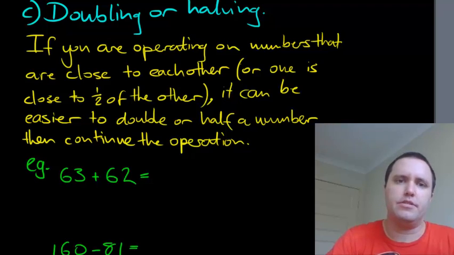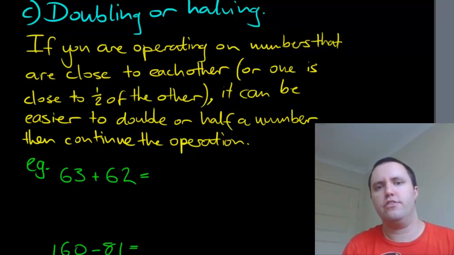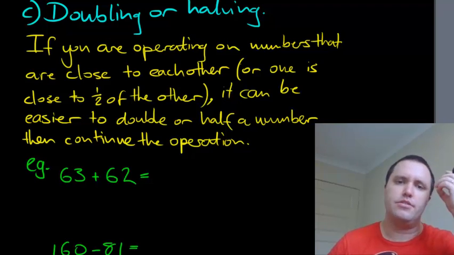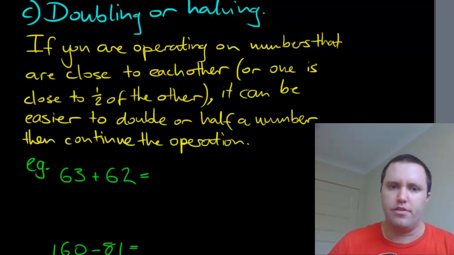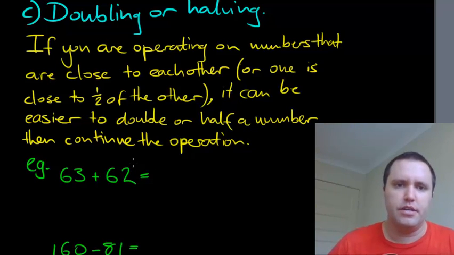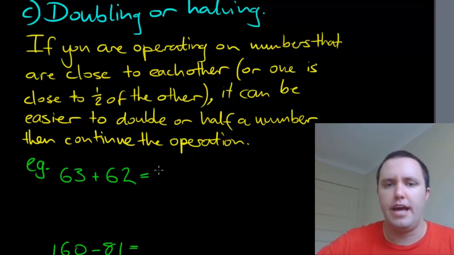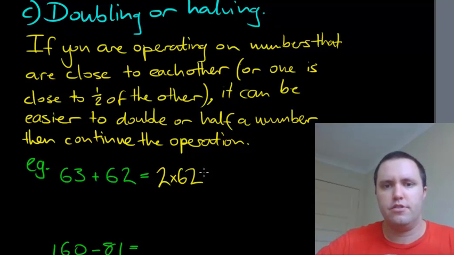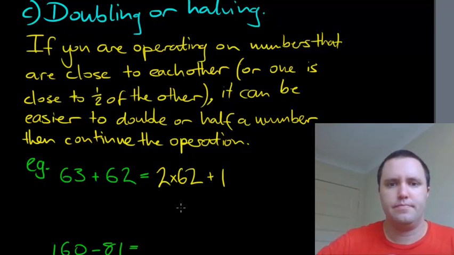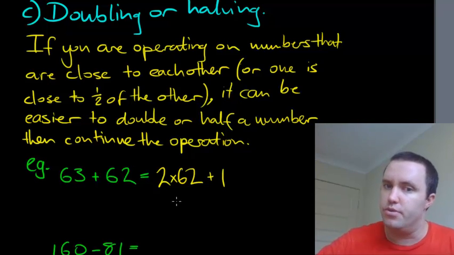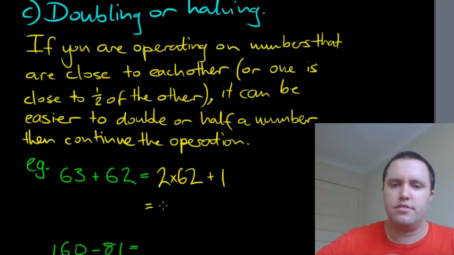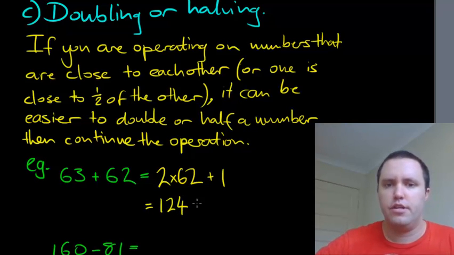Right, doubling or halving. If you're operating on numbers that are close to each other, or one is close to half of the other, it can be easier to double or half a number than continue the operation. So 63 plus 62. So 63 is really close to 62. So you could have 2 times 62 plus 1. Okay, so that plus 1 comes from dropping our 63 here down to 62. So 2 lots of 62 is 124, plus 1 is 125.